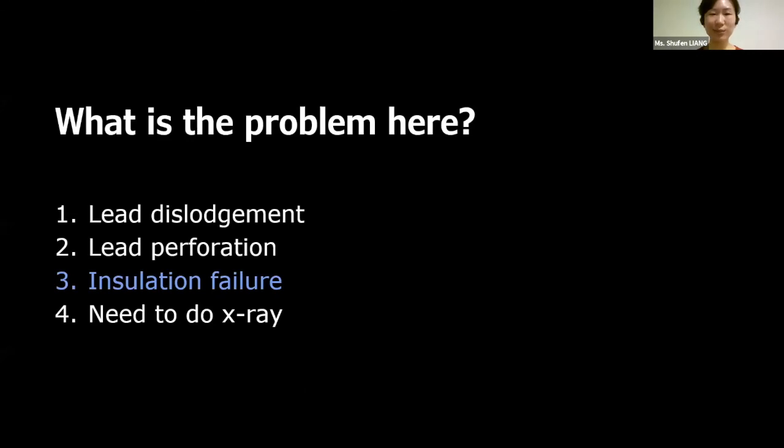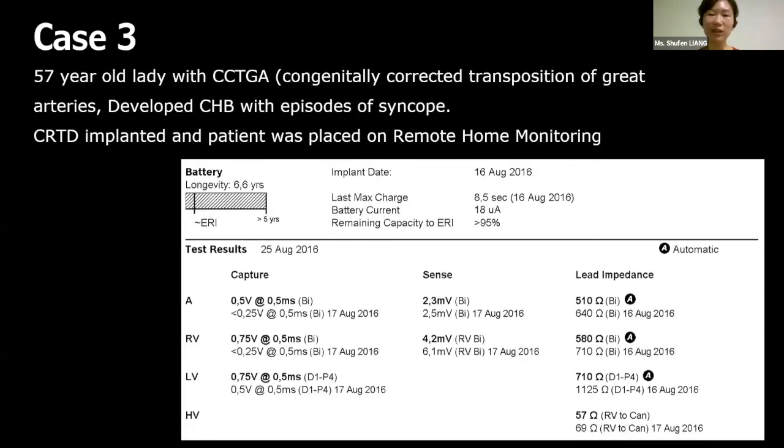So the last patient might be a little bit tricky. So the congenital is just to throw you off. It's a 57-year-old lady with a CCTGA, congenitally corrected transposition of great arteries. Okay, she developed complete heart block with episodes of syncope. So we implanted a CRTD for her, and she was placed on home monitoring.